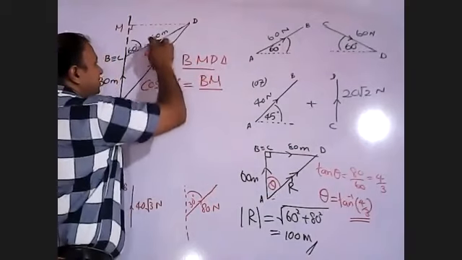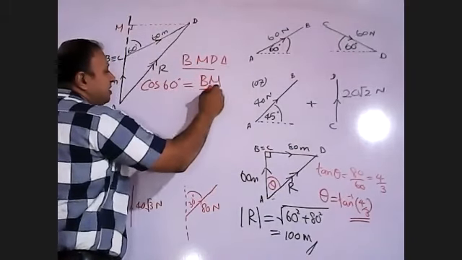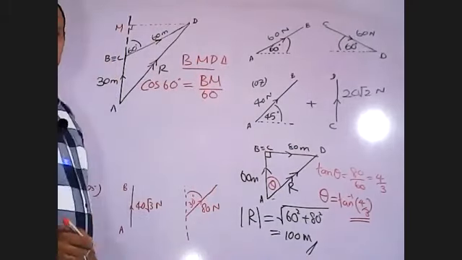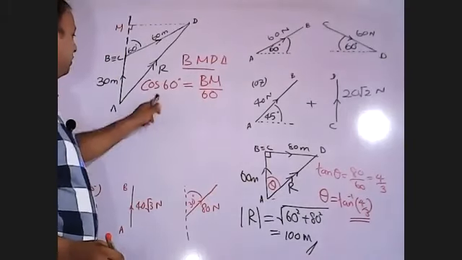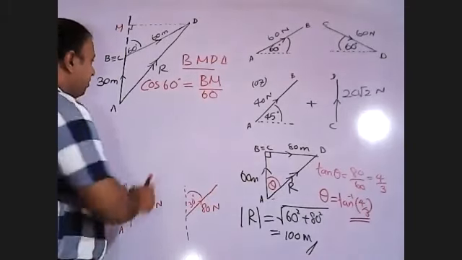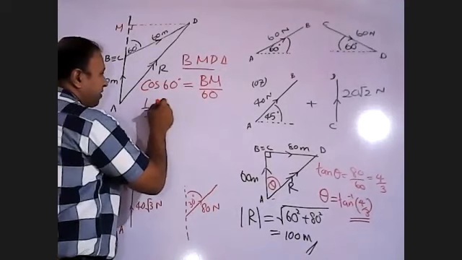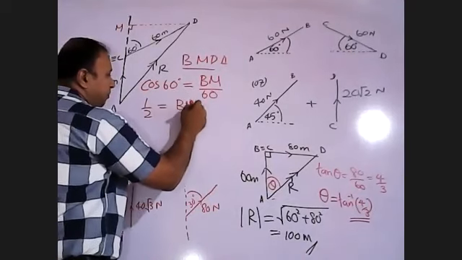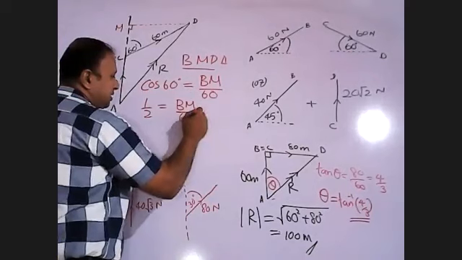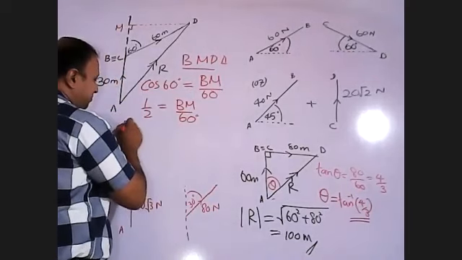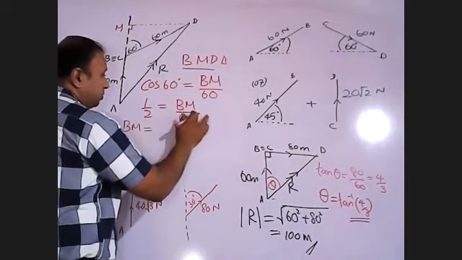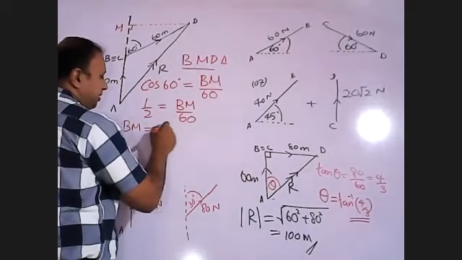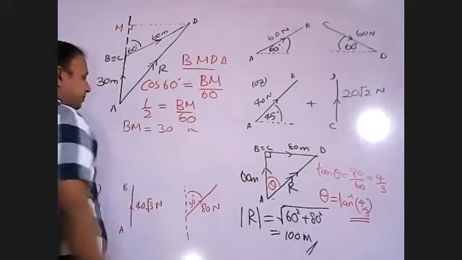The hypotenuse is given, it is equal to 60. You know the value of cos 60, it is equal to half. So half is equal to BM over 60. So BM is equal to 30 meters.